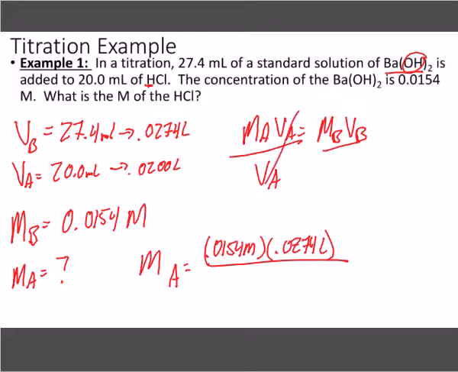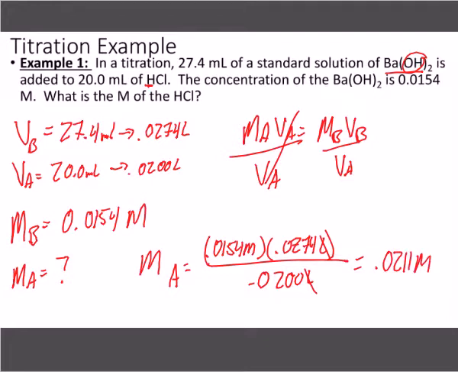VA. That's what we're looking for. That's what we need to divide by. Oh, my goodness. 0.0200 liters. Liters are going to be gone. All right. So go ahead and do the math, guys. 0.0154 times 0.0274 divided by 0.0200. Plug it in. What's the molarity of this value, MA, that we got?